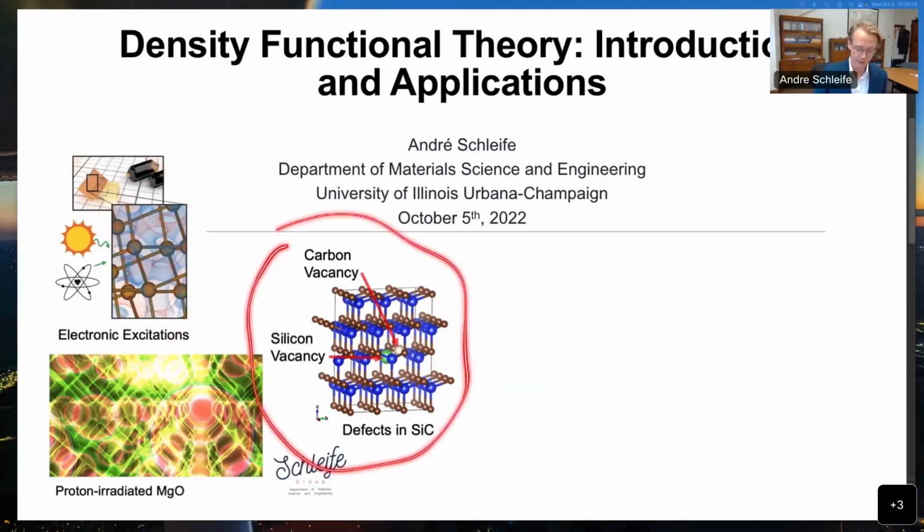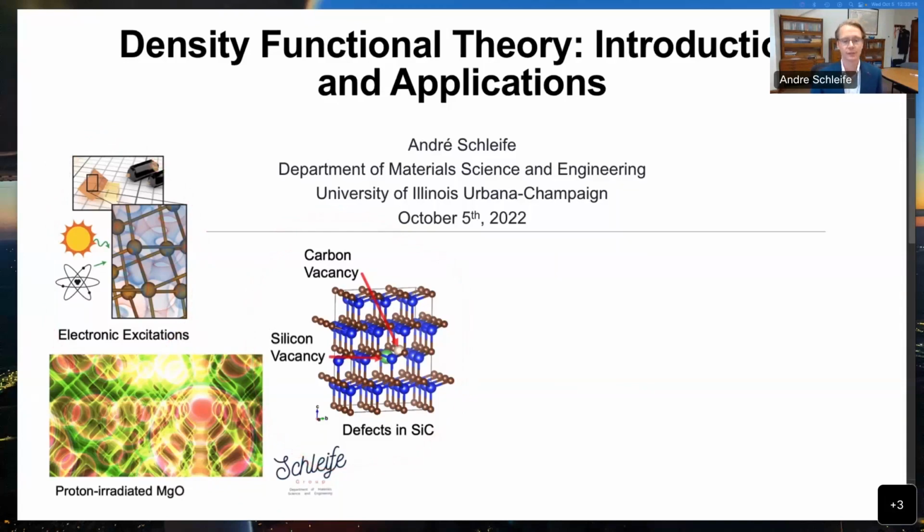More recently, we started looking into materials that can be used for quantum information. So this is again just a cartoon picture here. But what we're interested in there is to understand how to manipulate defects in a material. So we run again first principle simulations to understand how to maybe change the concentration or the type of defects that's prevalent in a material. And last but not least, we're also interested in materials for extreme conditions. So in this case, you see a picture here from a simulation of proton irradiated magnesium oxide.